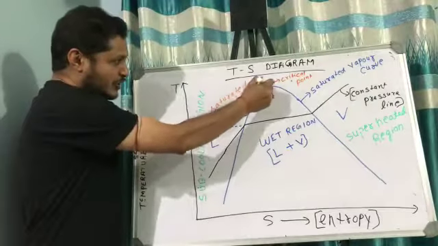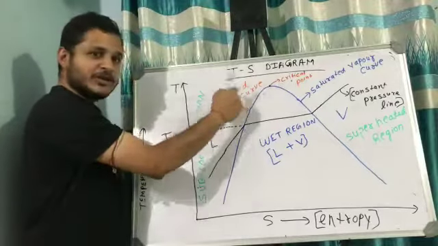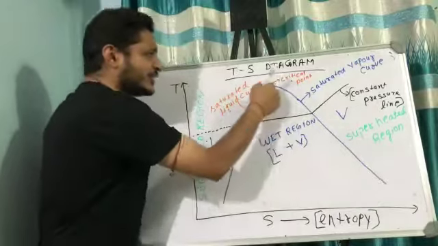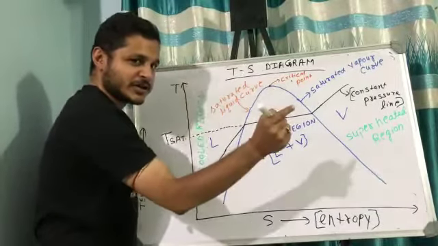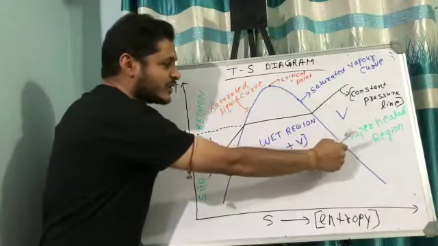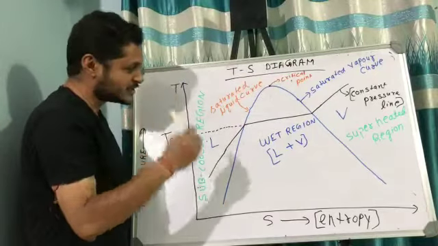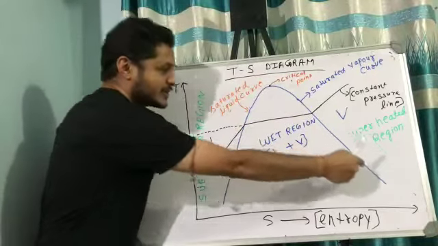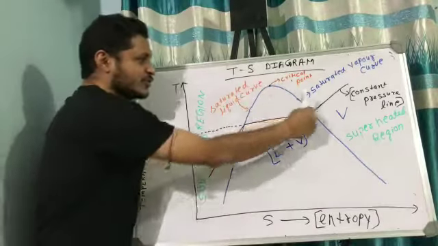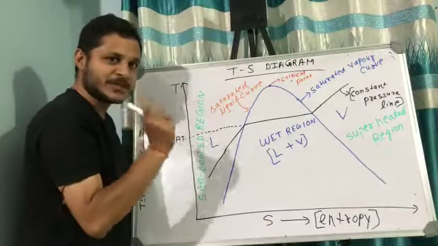So this line from here to here is called the saturated liquid curve. And this from there to here is called the saturated vapor curve. And the point where the saturated liquid curve and saturated vapor curve meet is called the critical point. So three things we have discussed: saturated liquid line, saturated vapor curve, and critical point. And this is the constant pressure line, and this is the T sat corresponding to the constant pressure line.